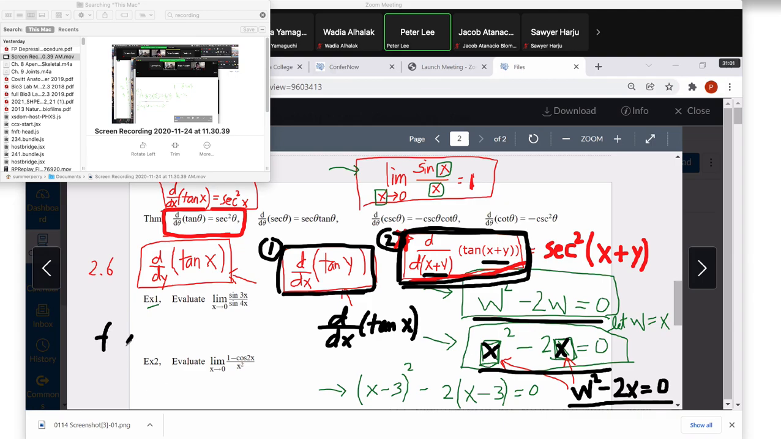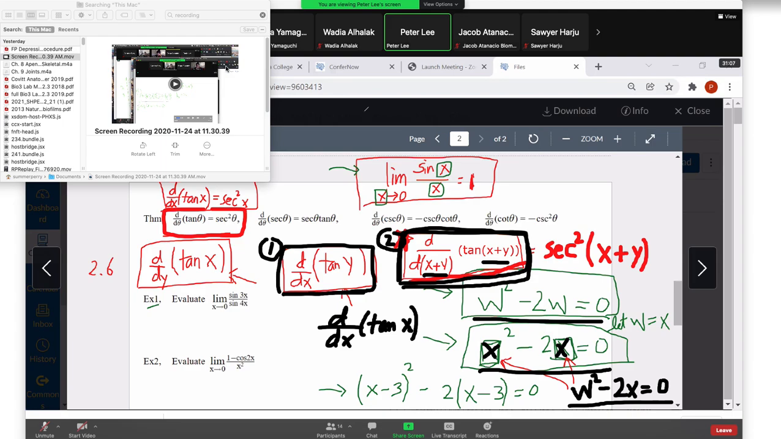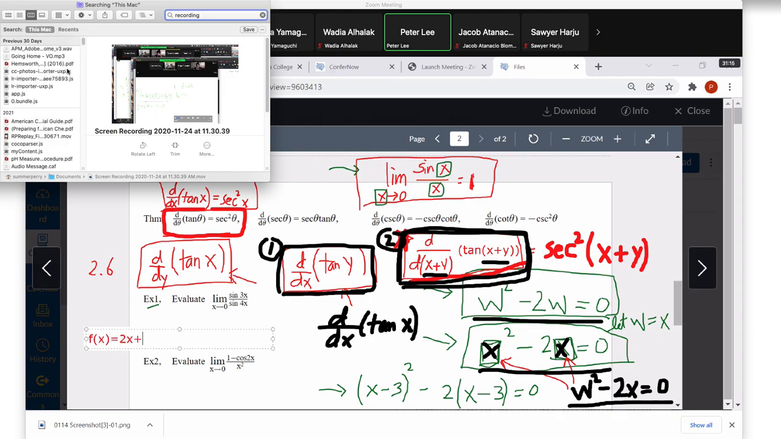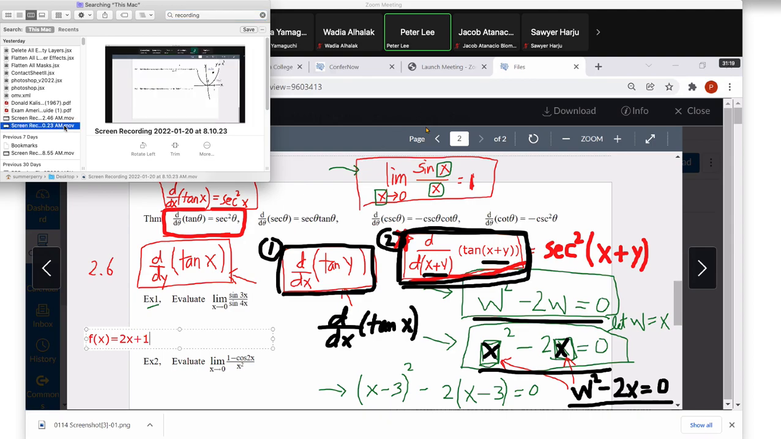You have already seen this before. If you write f of x, let me write this again. What is f of x? Let's say f of x is equal to 2x plus 1. All we are saying is that this x right here is the same as this guy right here.